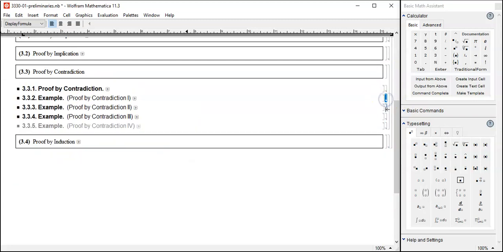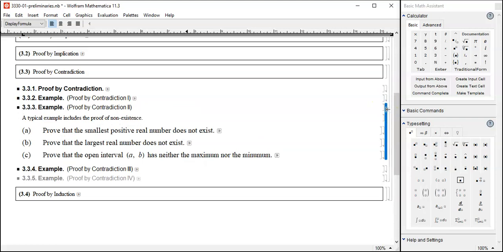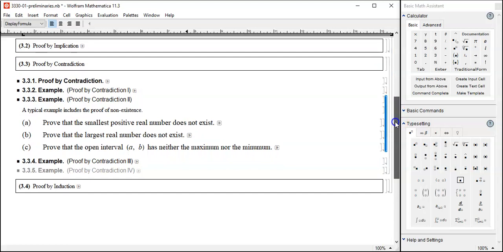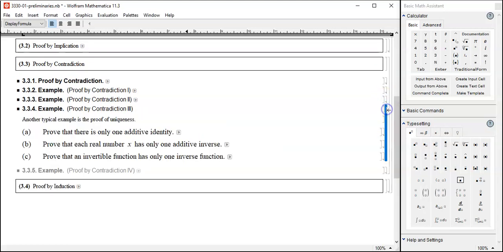We have enough time for a little bit more examples, so okay, all right. How about these? Prove that the smallest positive real number does not exist. Oh, this is a really important example for analysis, but this is not a real analysis class, so let me just skip. How about this one?